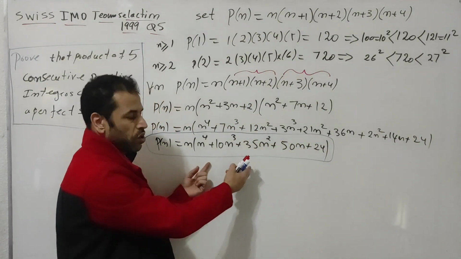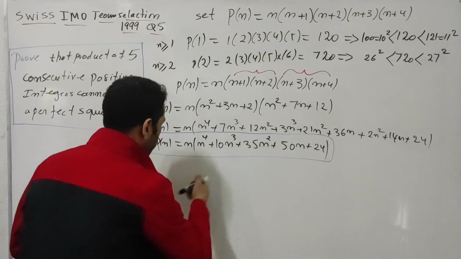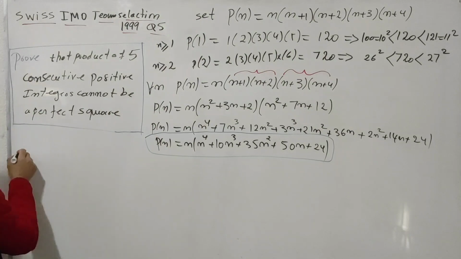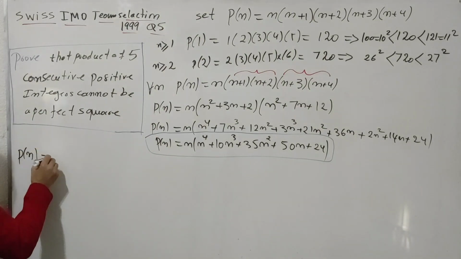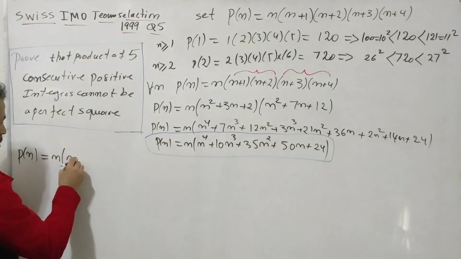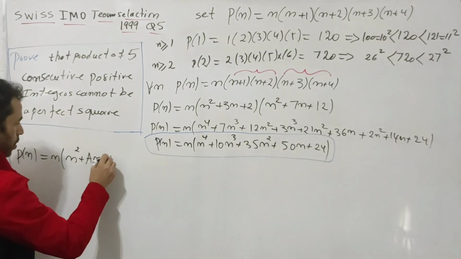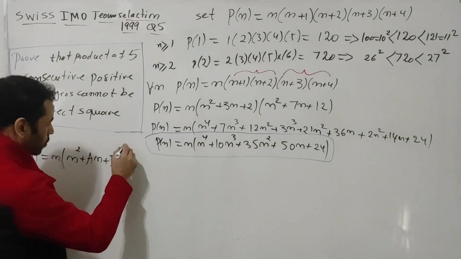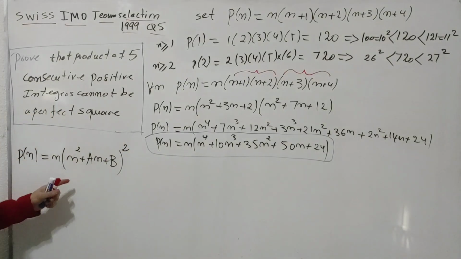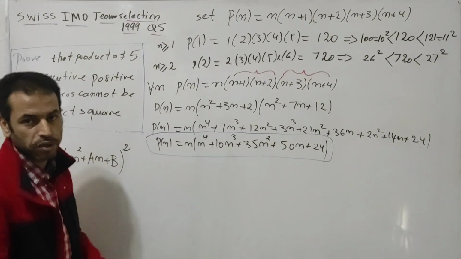Now I'm going to write this expression in the form of a square. P of n will be written in this form: n squared plus capital A n plus capital B, all squared. In order to find A and B, I'm going to distribute this and match the coefficients.